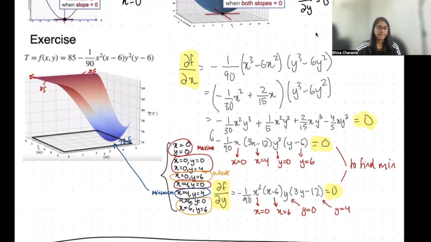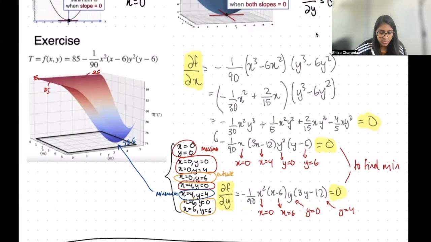To the power of 3, 8, and then you can evaluate each of them to see which one would be the maximum and the minimum. The ones where x is equal to 0 or y is equal to 0, those ones you can easily take out because those ones would just be maximum, as you can see over here.